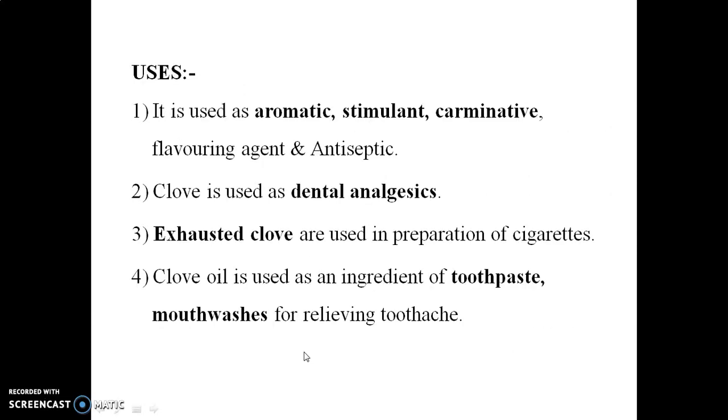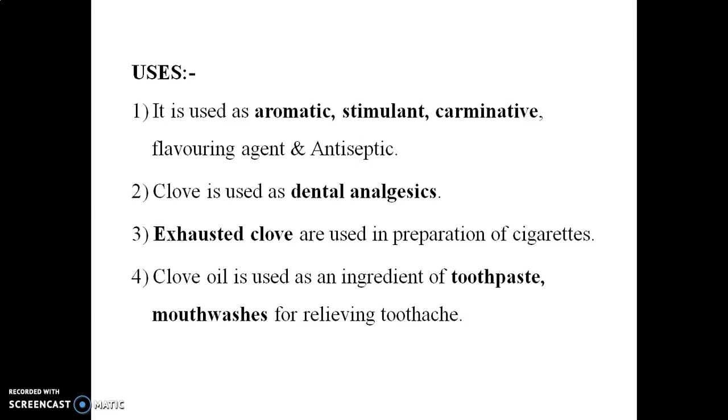Now regarding the uses. As it contains volatile oil, the main use is as an aromatic stimulant and carminative. It is also used as a flavoring agent as it contains volatile oil, and it also possesses antiseptic property. And the second use is as a dental analgesic. So different dental pains can be treated by means of the clove oil, which possesses this analgesic property.